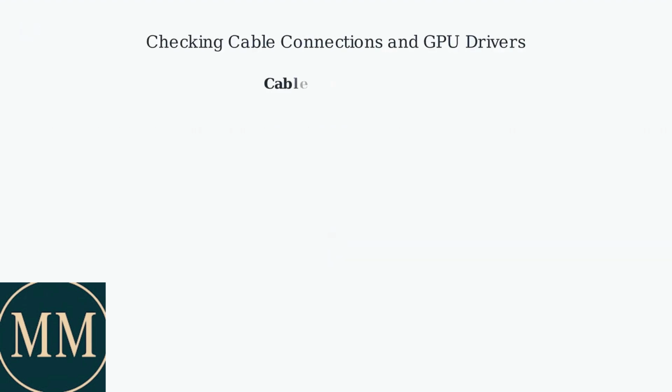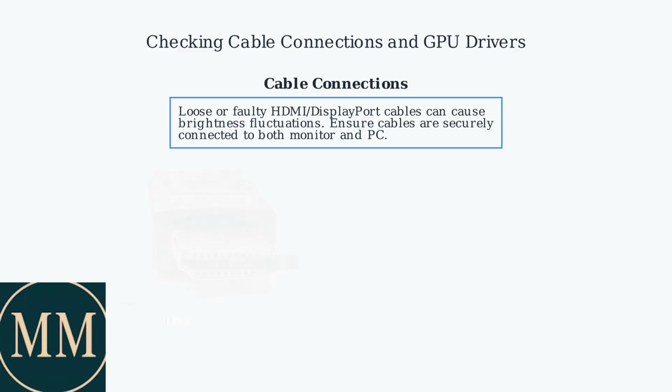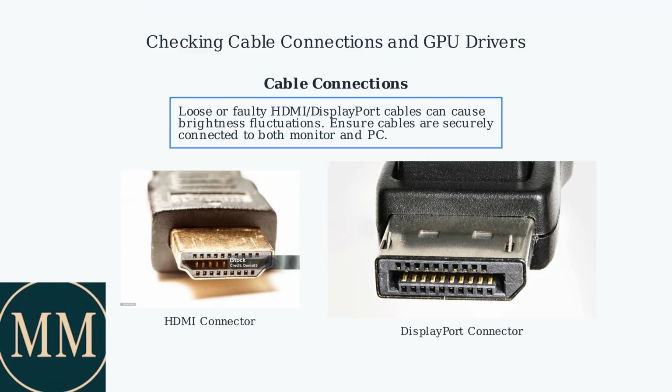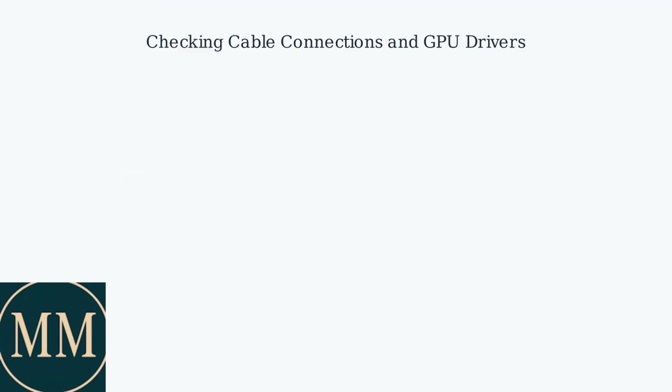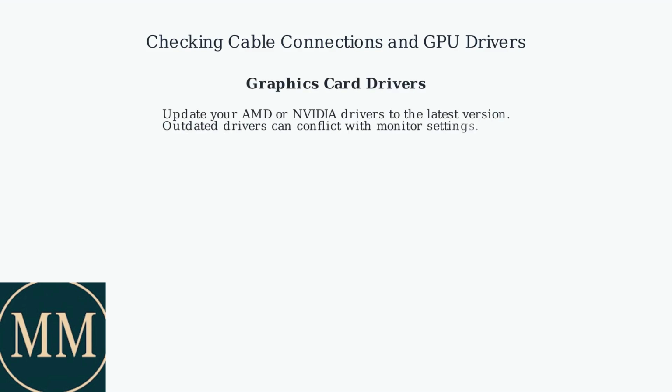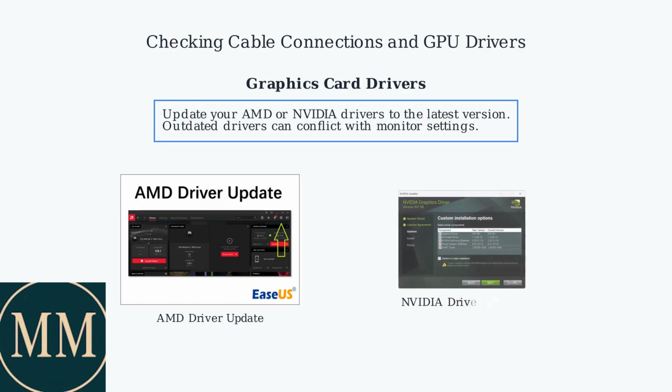Loose or faulty HDMI and DisplayPort cables can cause display issues, including brightness fluctuations. Always ensure your cables are securely connected at both ends. Additionally, update your graphics card drivers to the latest version. Incompatible or outdated AMD or NVIDIA drivers can conflict with LG monitor settings and cause brightness problems.